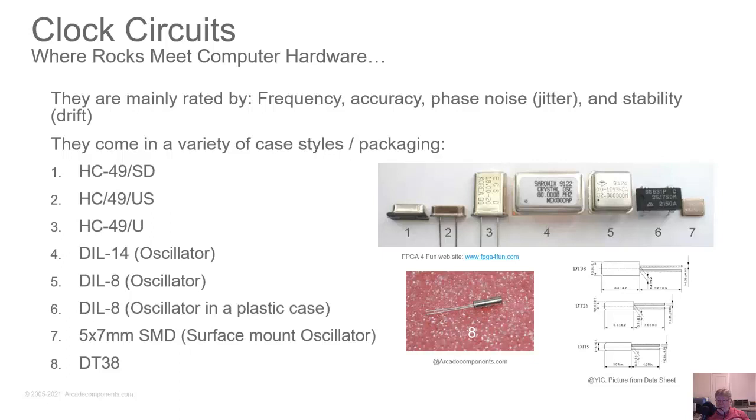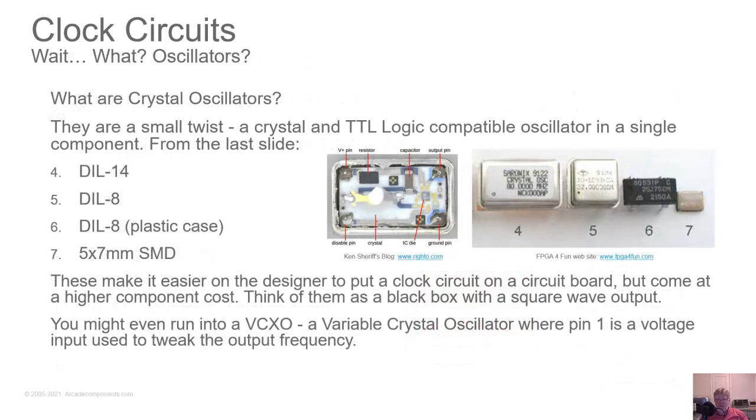Now, they're going to operate a little bit differently. Numbers 1, 2, 3, and 8 are crystals, whereas numbers 4, 5, 6, and 7 are oscillators. And you might think, wait a second, what are oscillators? They're simply a crystal with an oscillator in a small package. So what this does is it makes it a lot easier when you go to design a computer. You need a certain frequency for a clock. Rather than sit there and design out a circuit to give you what you want using a crystal, maybe a chip, a couple of resistors, a couple of capacitors, you just pop one of these down on the board, boom, and Bob's your uncle. You've got your signal coming out that you need to time everything on your computer.